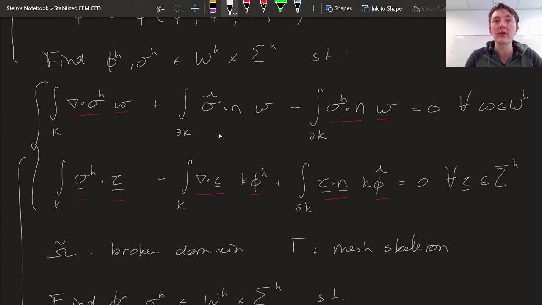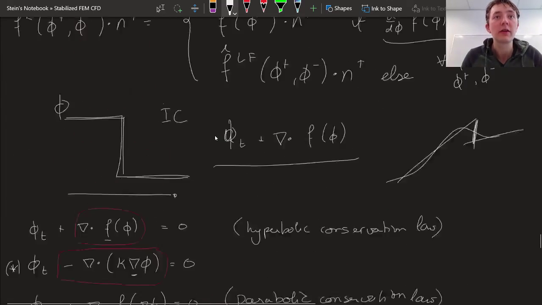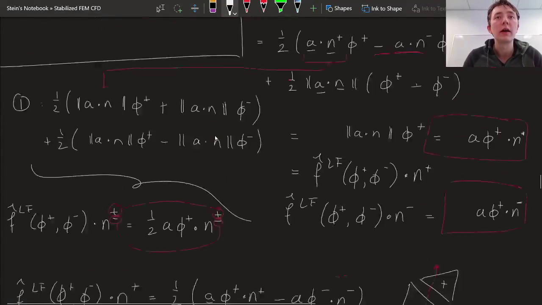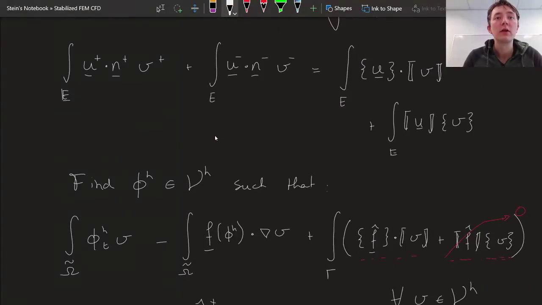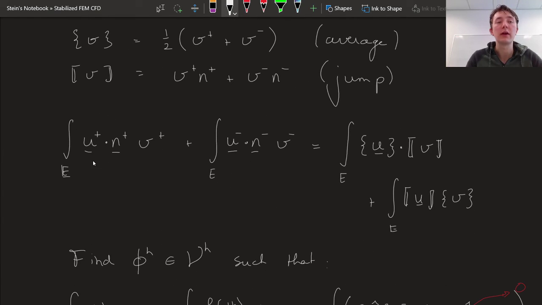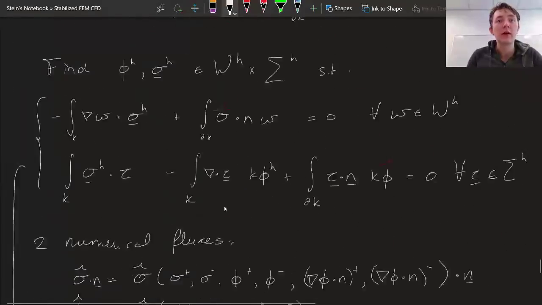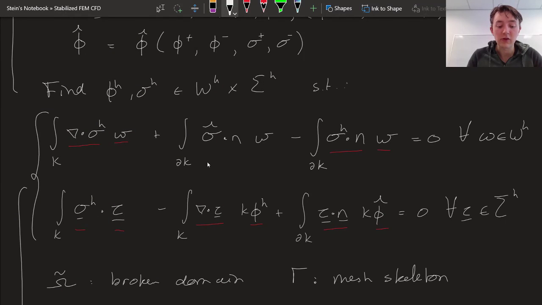And we had a nice identity for that a while back. Maybe I can still find it here. That's an identity that I'm asking you to show or to prove in the homework assignment. That's this one, right? If I sum things from either edge, from either side of the element, then I can write that as the average times the jump plus the jump times the average. And that's precisely what we're doing here, because this is an integration on the element interior side of the interface, the edge, but only with the values on one side.